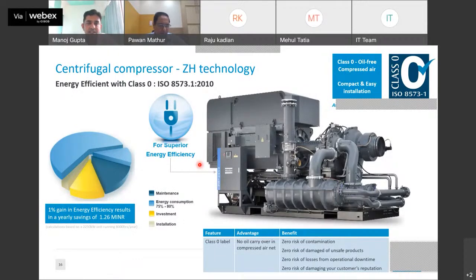For the centrifugal air compressor, that is also a class 0 certified energy efficient compressor, which is compact in design. You can see it is very small with a small footprint, and a 1% gain in energy results in yearly savings of 1.2 million INR. This calculation is based on a 2200 kilowatt unit running 8,000 hours per year. With this technology there is class 0 certified oil-free air, so zero risk of oil contamination, zero risk of damage to product, and zero risk of loss of operation or downtime.